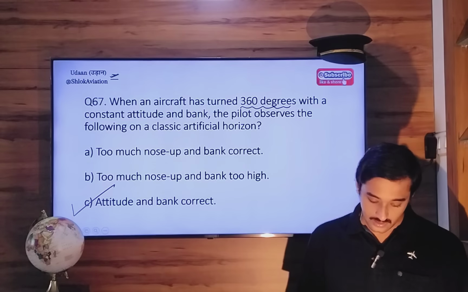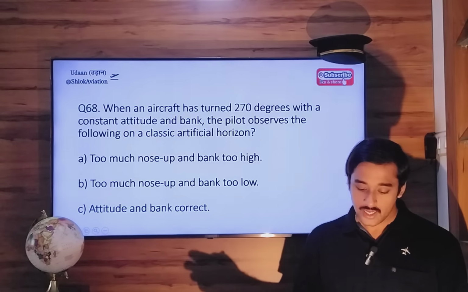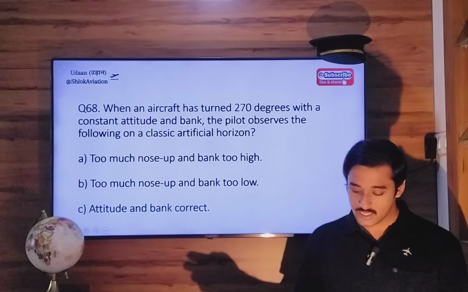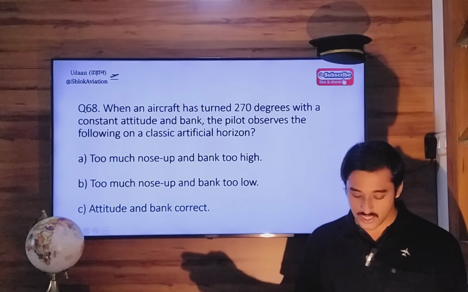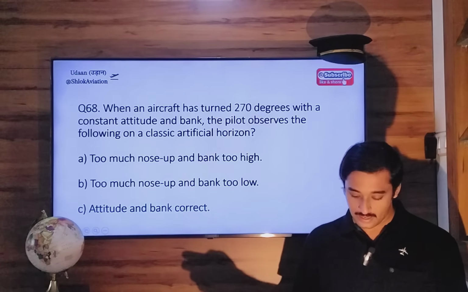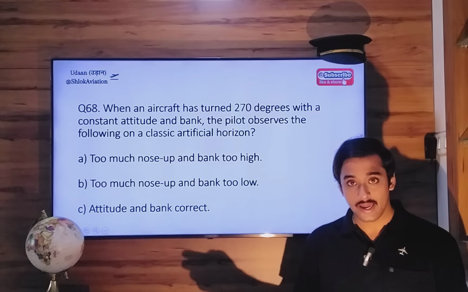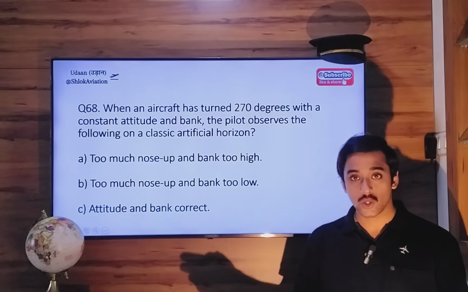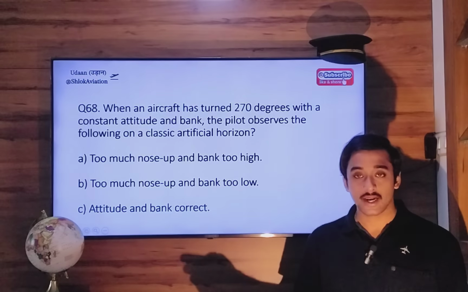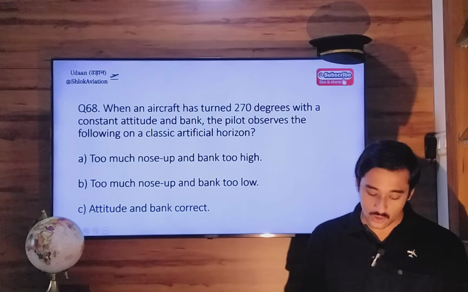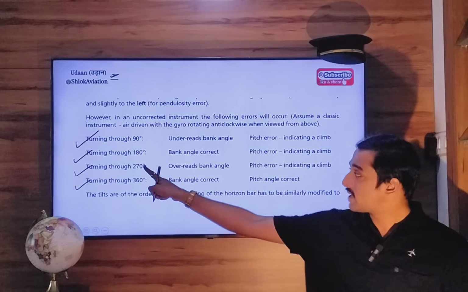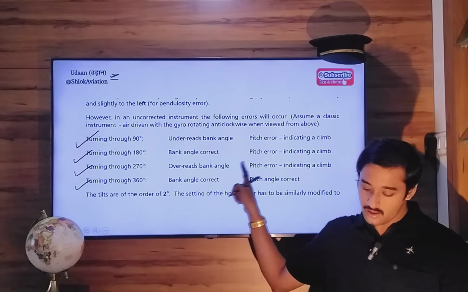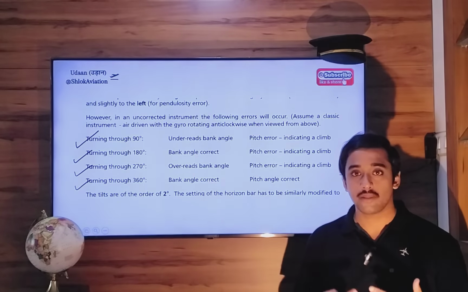correct. Question 68. When the aircraft has turned 270 degrees with a constant attitude and bank, the pilot observes the following on a classic artificial horizon. Too much nose up and bank too high, too much nose up, bank too low, attitude and bank correct. So the answer is too much nose up and overreading of bank angle happens. So at 270 degrees, overread bank angle, pitch error indicates a climbing attitude.